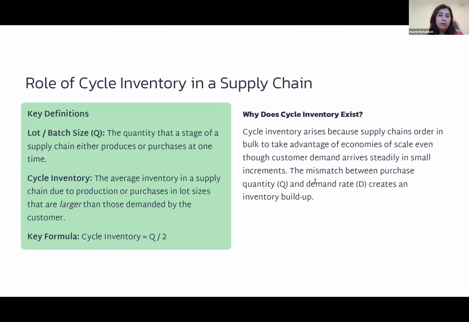Usually in larger businesses such as Amazon, Walmart, Target, and others, they do order in large quantities, and therefore that's why they do have large distribution centers, large warehouses to keep this inventory, which is larger than the daily demand rate, and therefore we have built-up inventory in these systems. Actually, calculating cycle inventory in this case, in the most simplified version, is just dividing Q, the lot size quantity that we order, by 2.